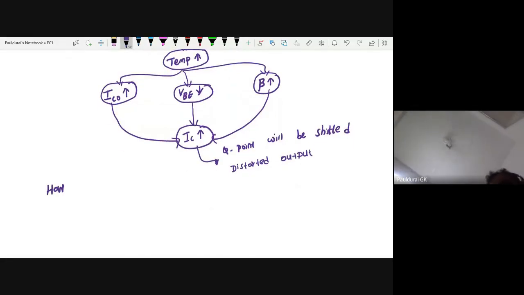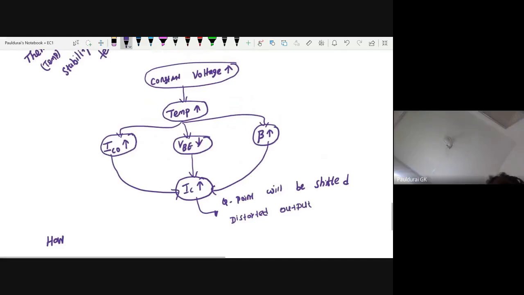Have you taken this flow chart? It's very important. I have brought a flow chart, that's all. So when temperature increases, ICO, VBE, and beta increase. Because of these three changes in the transistor parameters, obviously IC increases. You know how IC increases, right?